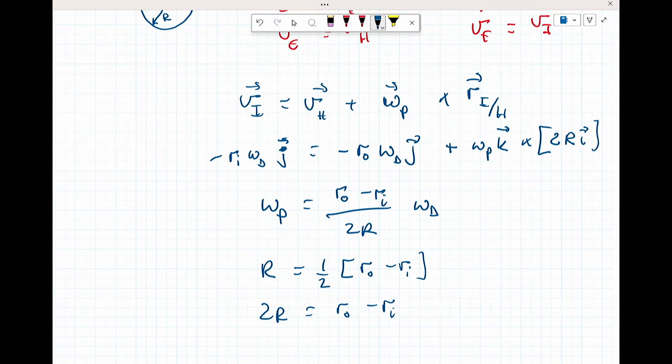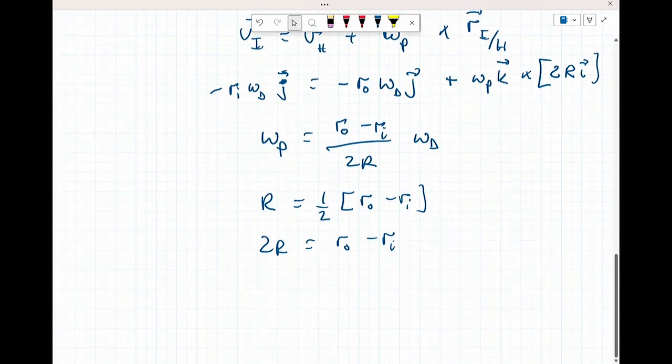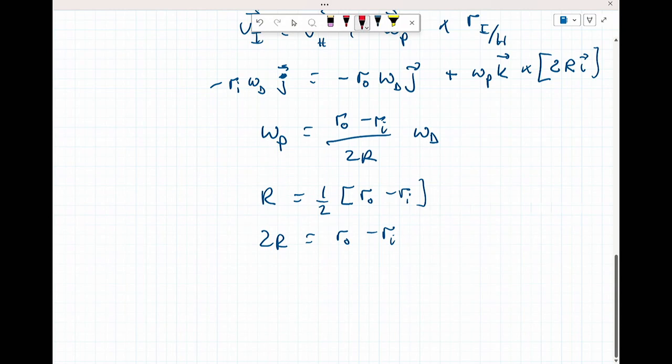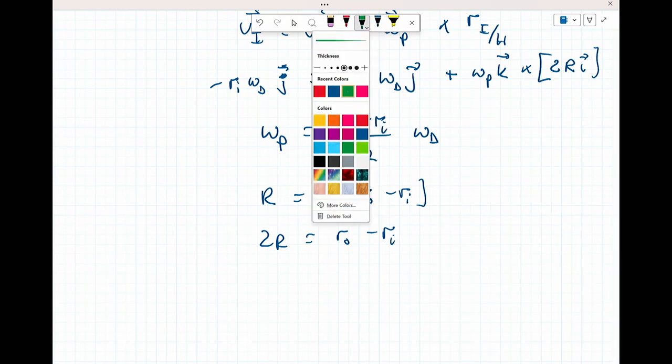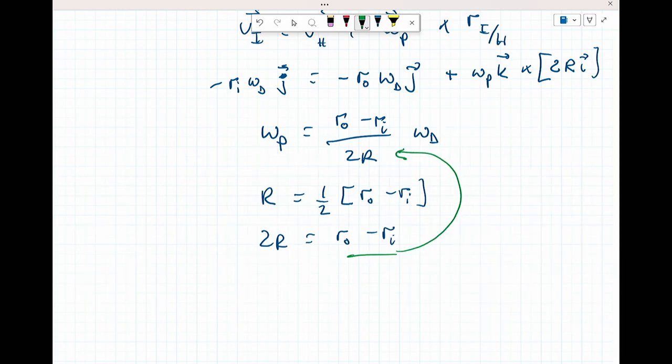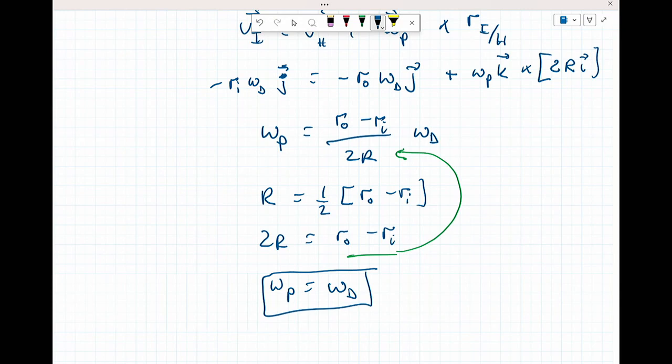Looking at the geometry in this case, the r that I need to know is 1/2 the difference between the outer and inner radii. And since I want 2r, I can just multiply that by 2, and it's just the difference between the two radii. And if I substitute this back in, omega of the small pulley equals omega of the large pulley. So substituting in terms, I now have a relationship for one to the other and everything all together in between.